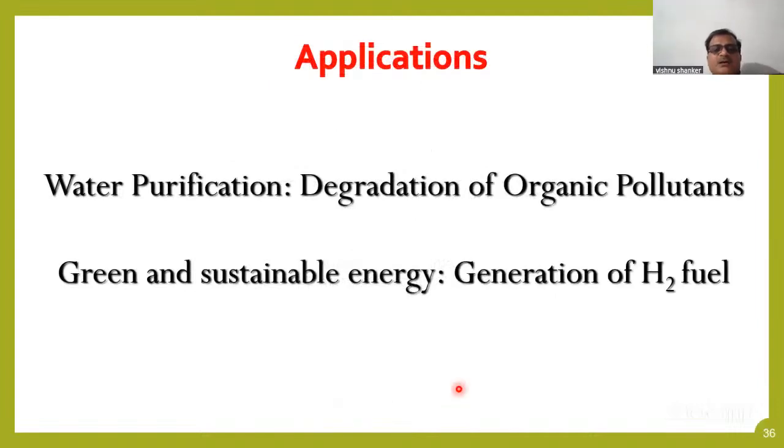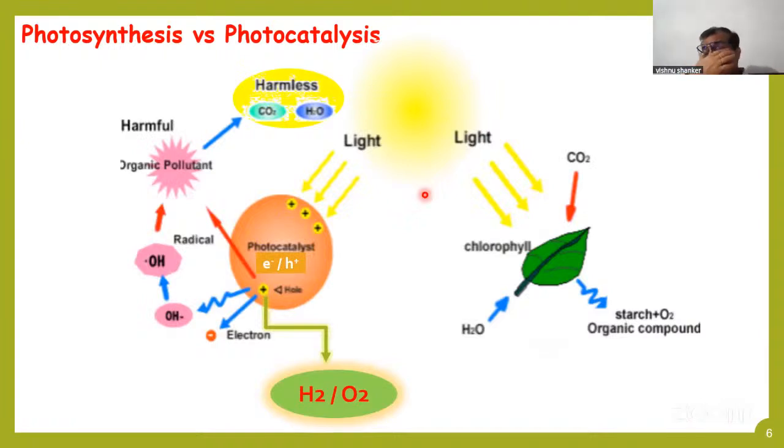Next are some applications. Basically, in that area we are working here. One is water purification, where you can degrade organic pollutants. Another is green and sustainable energy by generating hydrogen as a gas, right? That is through the water splitting process. At present, you know that water pollution is a great challenge for society, and so is getting green energy. So how can nanomaterials serve this purpose? Basically, you can do this by using the photocatalysis process.